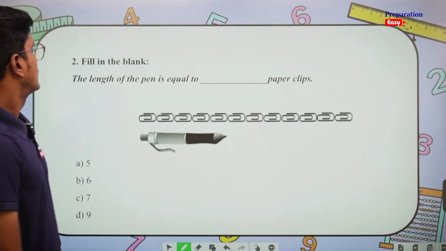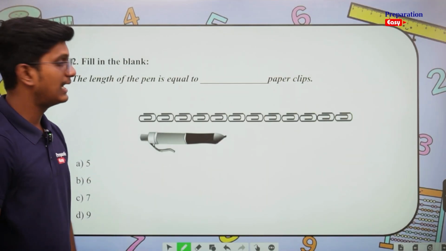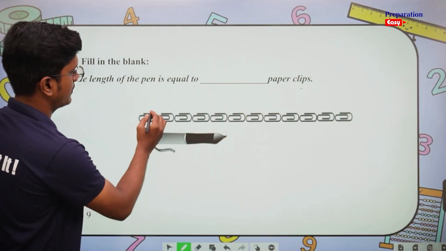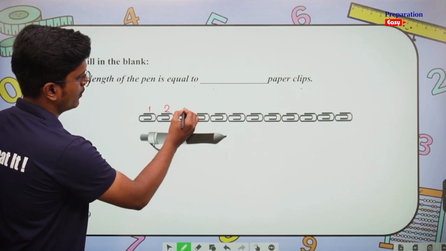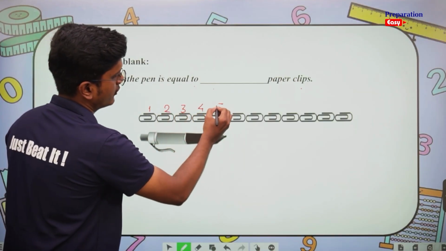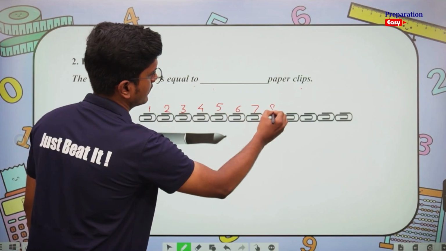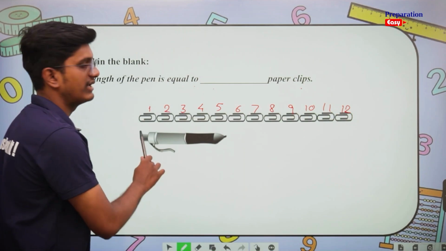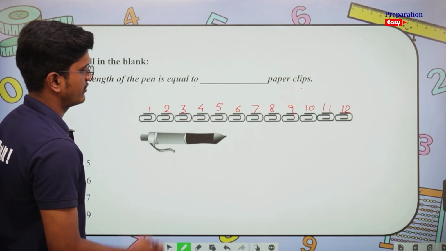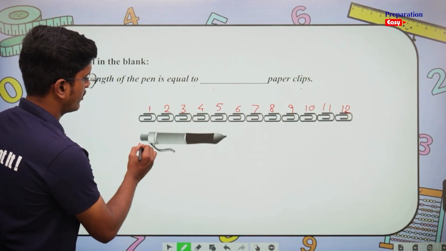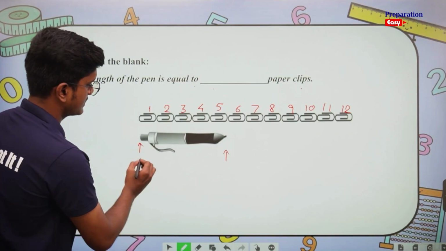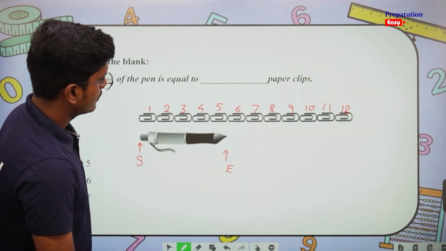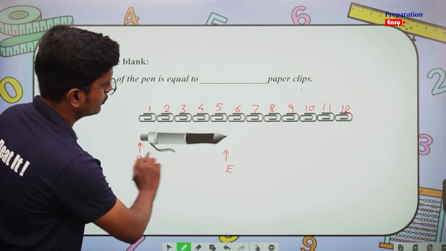Okay, we have a next question. The length of a pen is equal to how many paper clips? These are the paper clips. So let's number these paper clips first. 1, 2, 3, 4, 5, 6, 7, 8, 9, 10, 11 and 12, right? We have 12 paper clips right now. So we have to calculate the length of this pen. It has some starting and some ending. Okay, let's count how many paper clips we require to measure this.